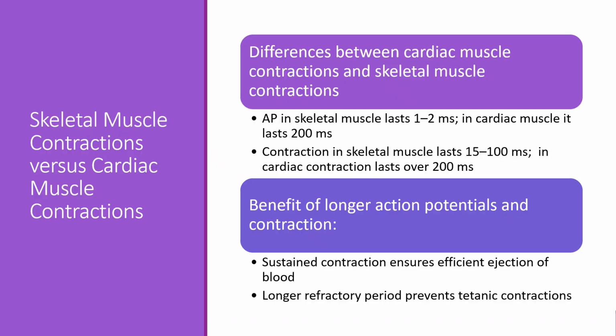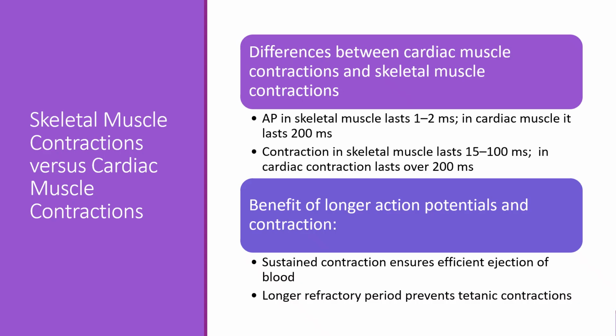All right, the differences between skeletal muscle contractions and cardiac muscle contractions. The action potential in skeletal muscle lasts between 1 and 2 seconds. In cardiac muscle, it lasts 200 milliseconds. So way different action potential timing. And then the contraction in skeletal muscle lasts between 15 and 100 milliseconds, whereas in cardiac muscle, the contraction lasts over 200 milliseconds. What's the benefit of the longer action potential and contraction? We want that sustained contraction. It ensures efficient ejection of blood from the heart.